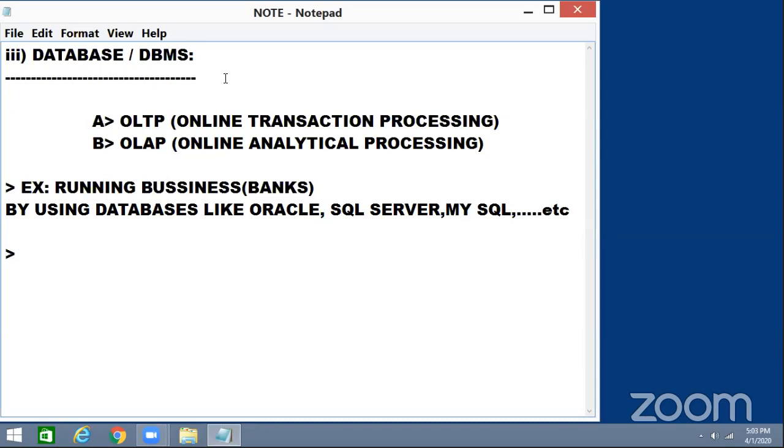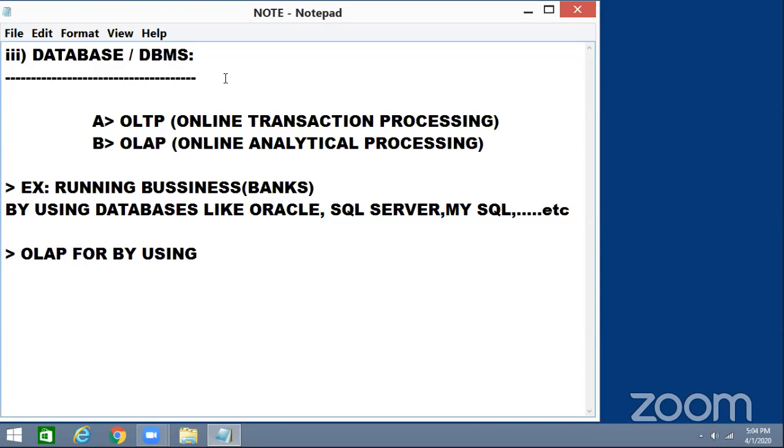Next point. Organizations maintain OLAP for analyzing business, by using data warehouses. What is the example?